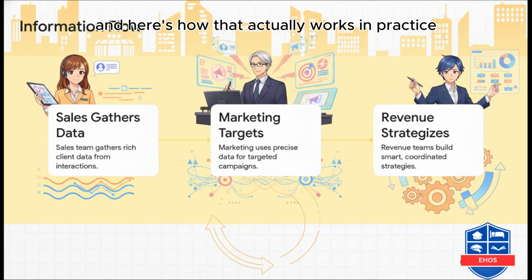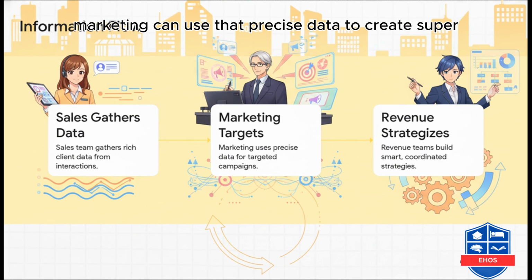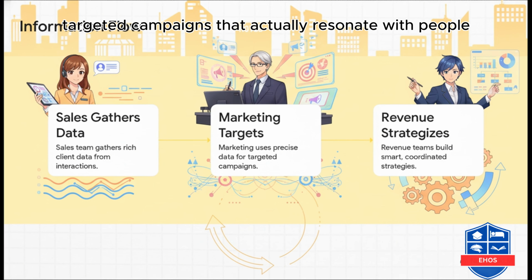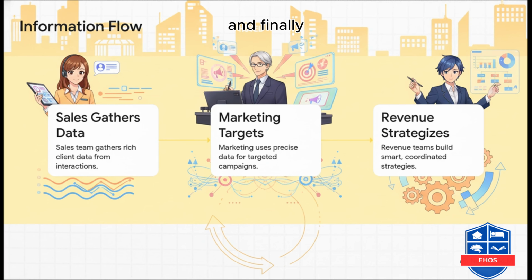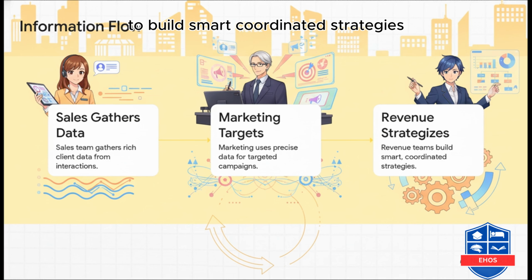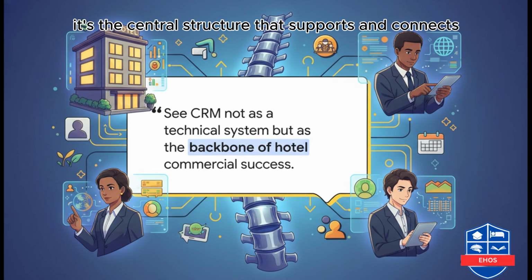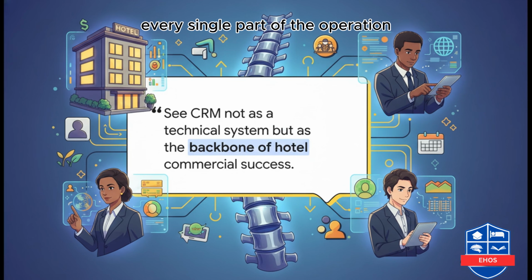And here's how that actually works in practice. Your sales team is on the front lines, gathering all this rich client data. Then, marketing can use that precise data to create super targeted campaigns that actually resonate with people. And finally, the revenue team can analyze all of this activity to build smart, coordinated strategies. It becomes this seamless, collaborative cycle. That's exactly why your training encourages you to see the CRM not just as some piece of software, but as the actual backbone of a hotel's commercial success. It's the central structure that supports and connects every single part of the operation.